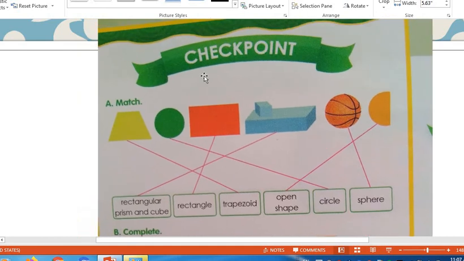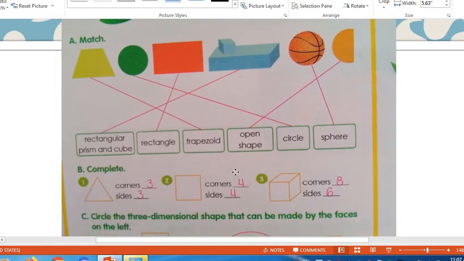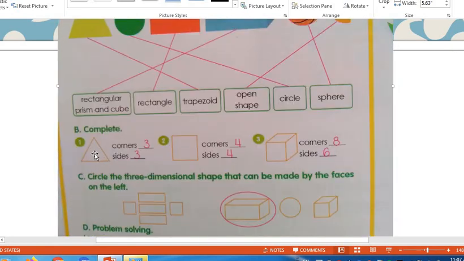Okay, this is the checkpoint I want to check with you. Match. What's this? It's a trapezoid. And what's this? It's a rectangle. And this is a rectangular prism and a cube, composite shape. And here it's an open shape. And here a circle. And this is a sphere. I have here a triangle. That triangle has 3 corners, 3 sides. The square, 4 corners, 4 sides.